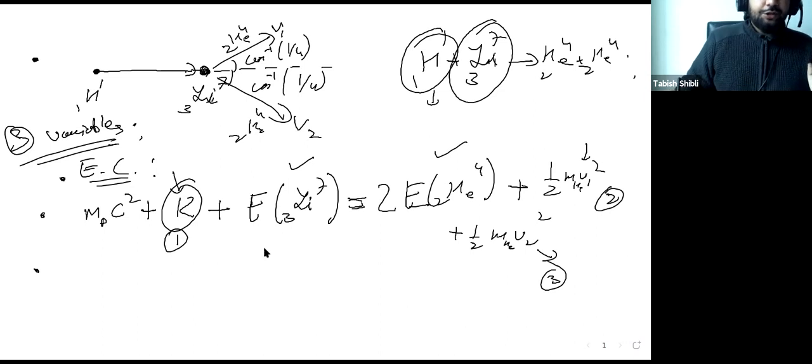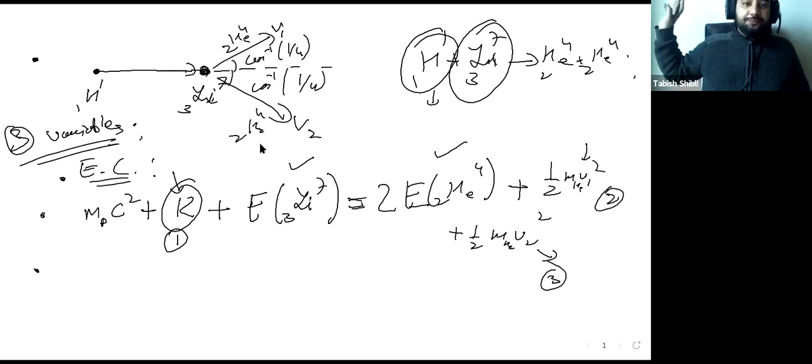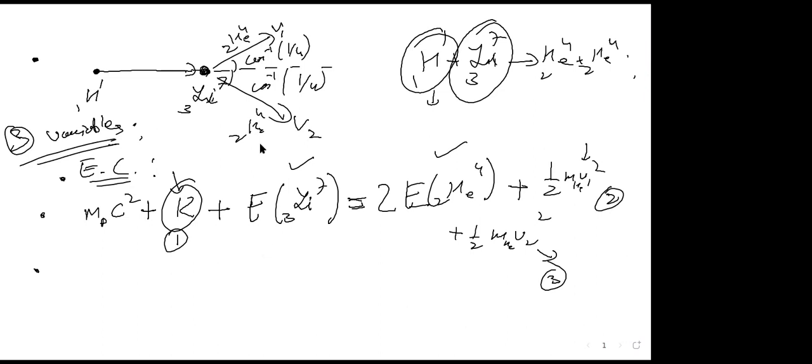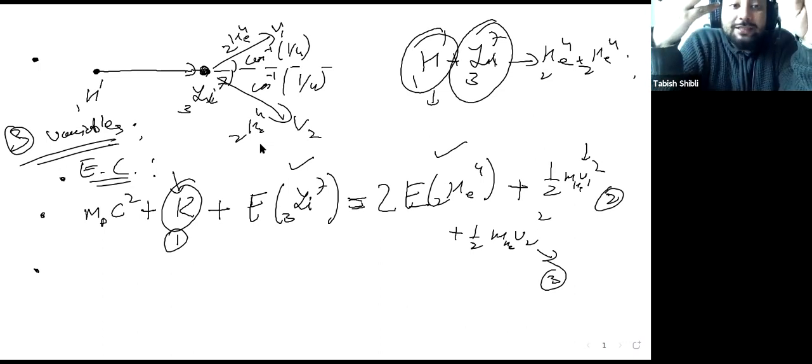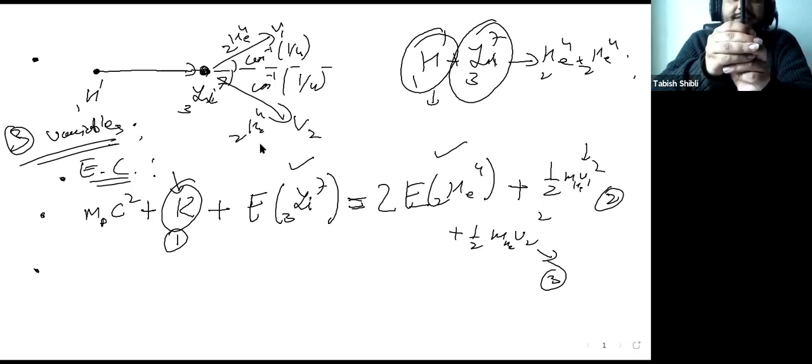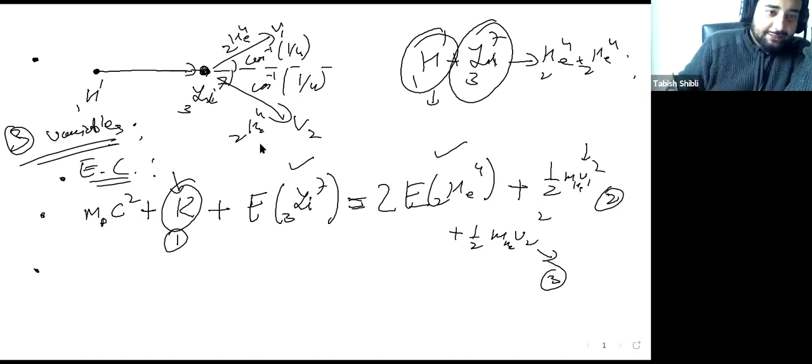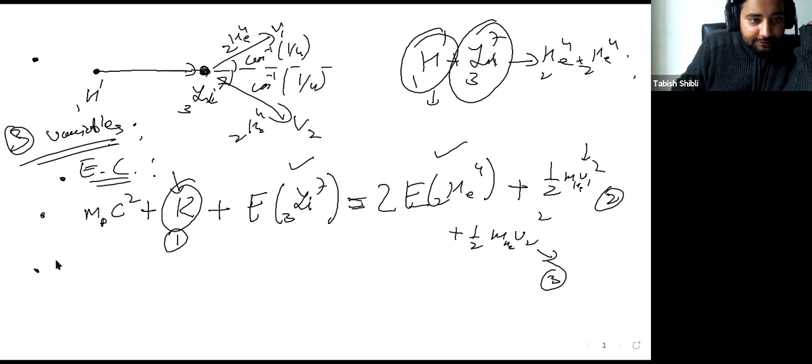How many equations do you have? Yes, sir. You have only one equation, right? To solve for 3 variables, you need 3 equations, right? Where do you get the remaining 2 equations? Well, you get the remaining 2 equations from momentum conservation, right? Momentum conservation along the x-axis and momentum conservation along the y-axis. That will tell you everything that you need to know. So let's do that.